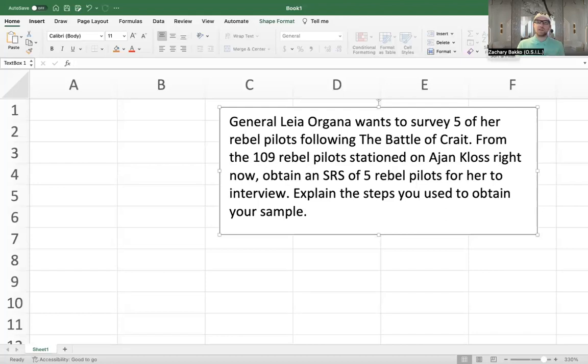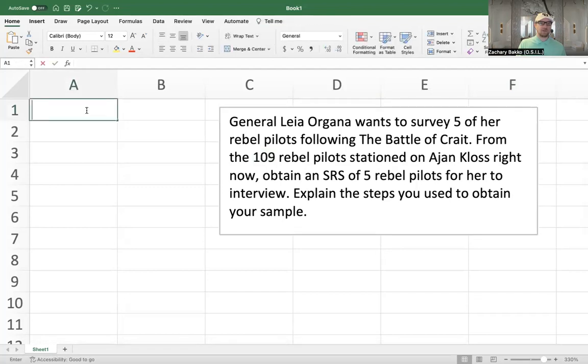Okay, so I went ahead and copied and pasted the problem that we have here in Excel. So what we're going to do is obtain 5 random people, okay? Essentially what we're doing is coding people. So let's say, how many do we have? We have 109 rebel pilots. So we would line up the 109 rebel pilots and say, okay, you're number 1, you're number 2, you're number 3, all the way to 109, okay? So everyone has an assigned number. And now we're going to pick 5 of these people.